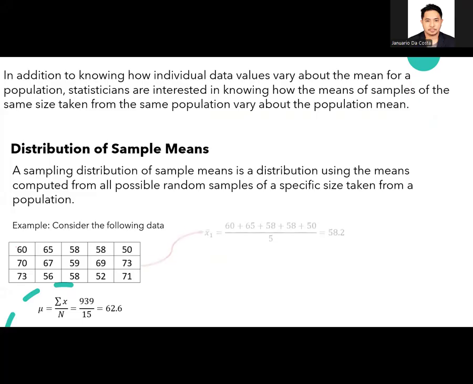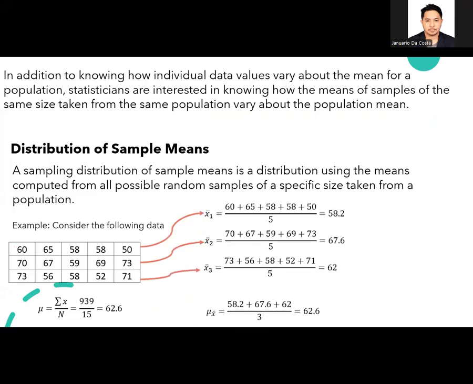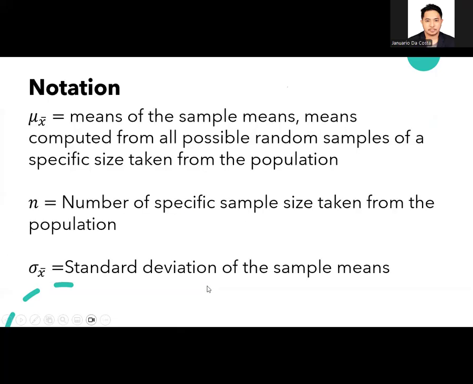Okay, so when you do that, we have a new symbol. This new symbol means the mean taken from the average of each individual sample mean.